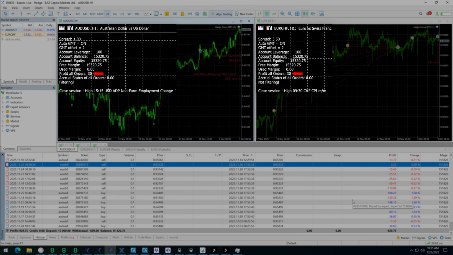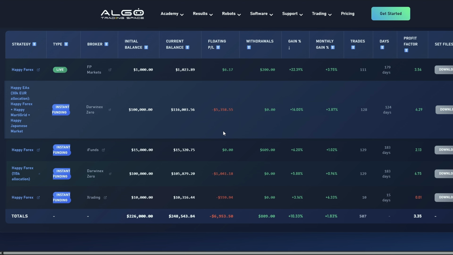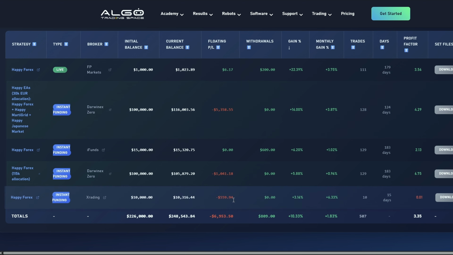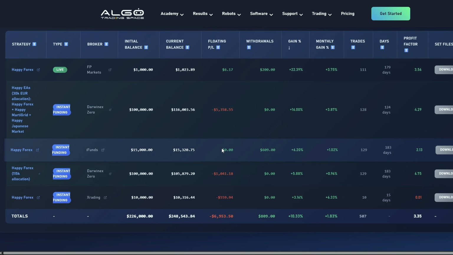So the way this robot works is it tries to achieve this profit target, which is set in the settings. And when I talk about settings, let me show you actually the settings that we are using in the other accounts. So here are the other accounts. Like I said, we have different setups in the different accounts. So let me show you the numbers.